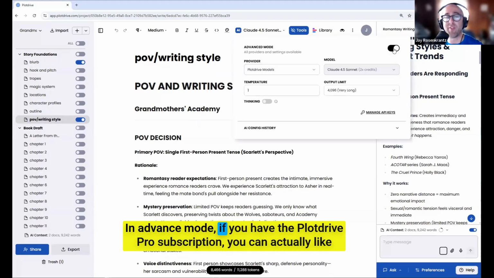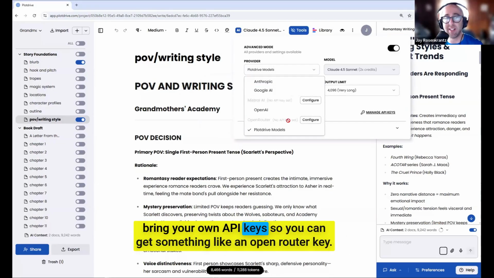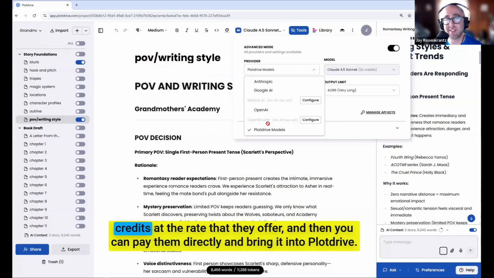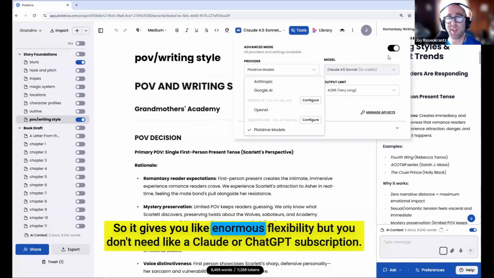In advanced mode, if you have the Plotdrive Pro subscription, you can bring your own API keys. So you can get something like an OpenRouter key. An API key is basically a secret password to another provider, where you can buy their credits at the rate that they offer, and then you can pay them directly and bring it into Plotdrive. So it gives you enormous flexibility, but you don't need a Claude or ChatGPT subscription.